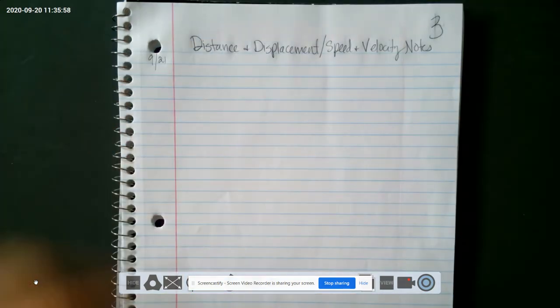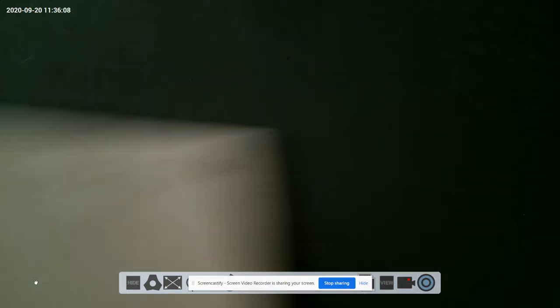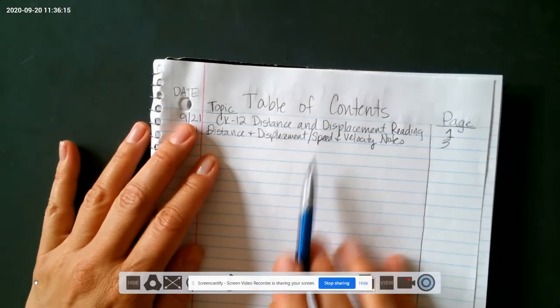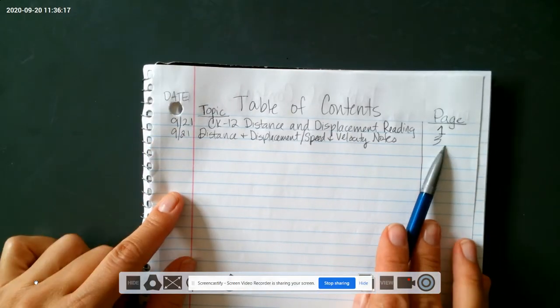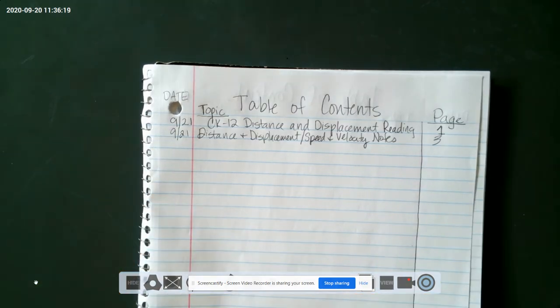Since it was started on 9/21, I put that as the date, but if you want to put whatever date you're doing it, that's great as well. And don't forget to add it into your table of contents that you made. So go back to that, and I've already done it: distance and displacement, speed and velocity notes, and I started it on page 3. So that is getting all ready for this.